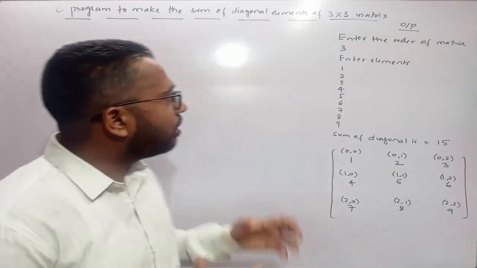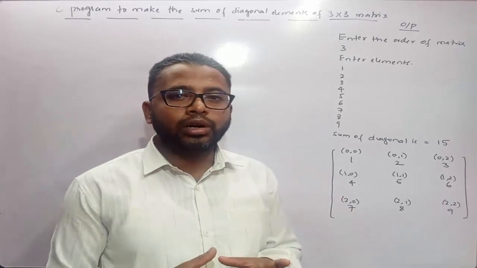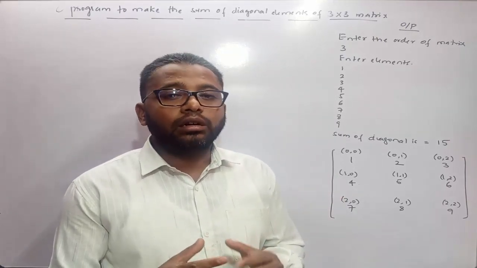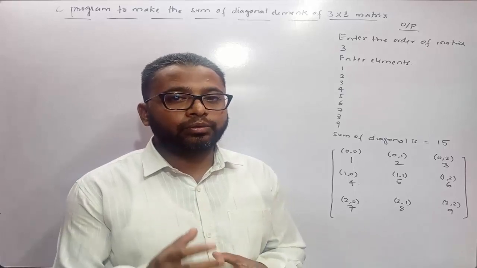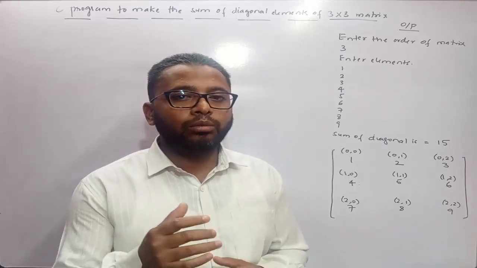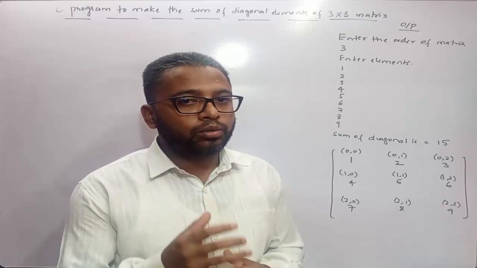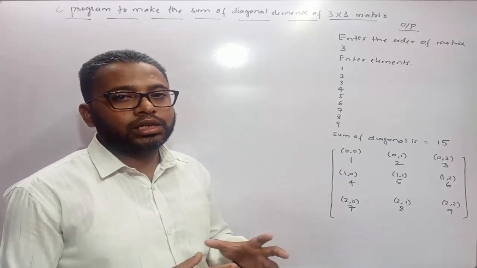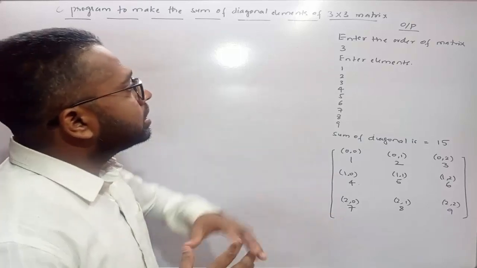So here you can see I have already written down the output of this program, and with the help of this output we'll try to understand what output we are going to achieve, and we will also discuss how many variables we require to find the sum of diagonal elements of this 3 cross 3 matrix. So here this is my output.